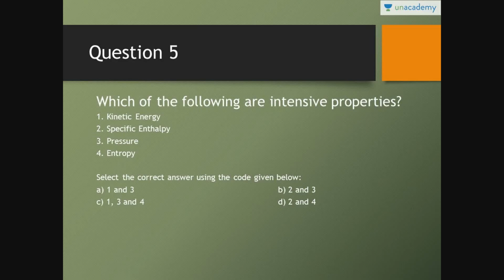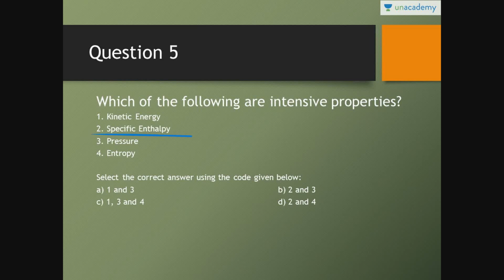Fifth question, which of the following are intensive properties? I have explained the extensive and intensive properties very nicely. Just go through that particular lesson on extensive and intensive properties, then you would be able to solve this particular problem. First is kinetic energy. Kinetic energy is not at all an intensive property, it is extensive. Second, specific enthalpy. I have told you enthalpy is an extensive property.